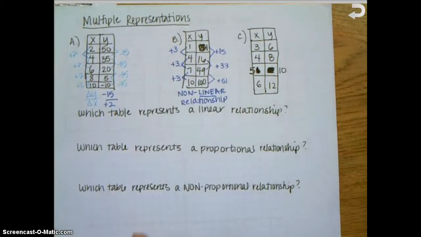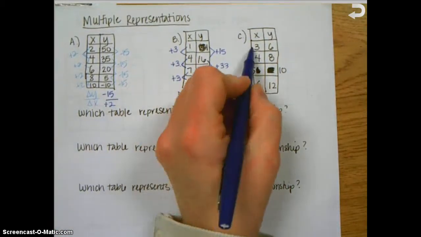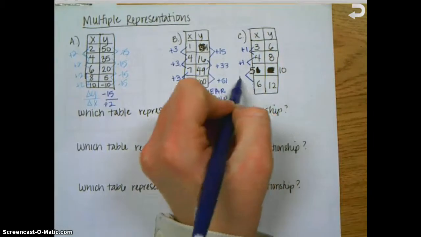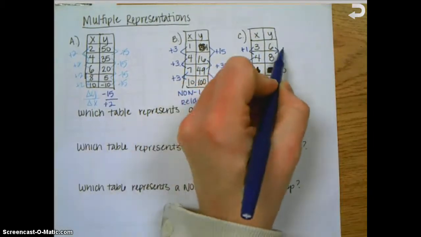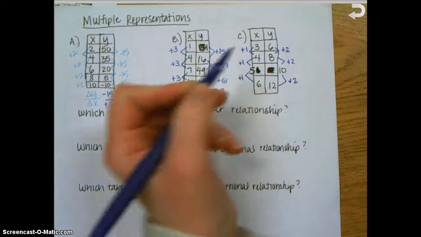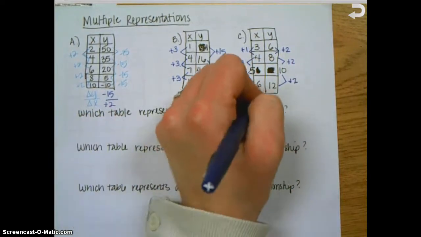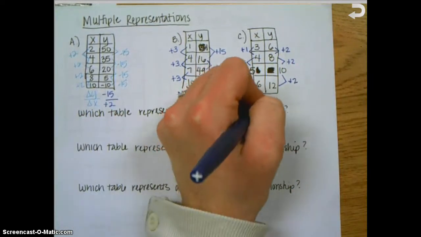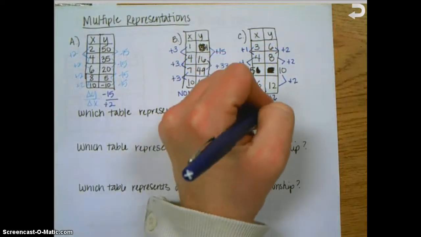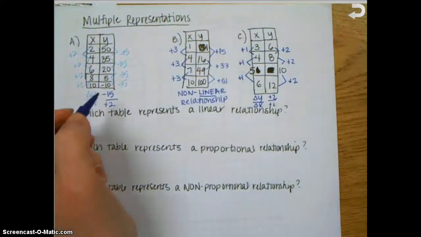So let's try this next one. From 3 to 4, you're adding 1. 4 to 5, you're adding 1. 5 to 6, you're adding 1. 6 to 8, you're adding 2. 8 to 10, you're adding 2. 10 to 12, you're adding 2. So your change in y over your change in x: as y increases by 2, x is going to increase by 1.